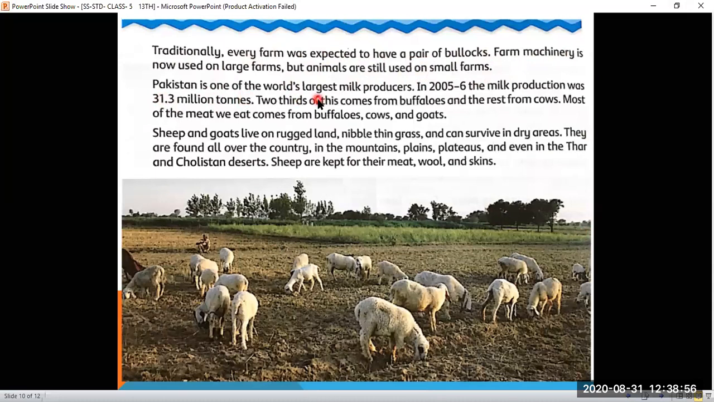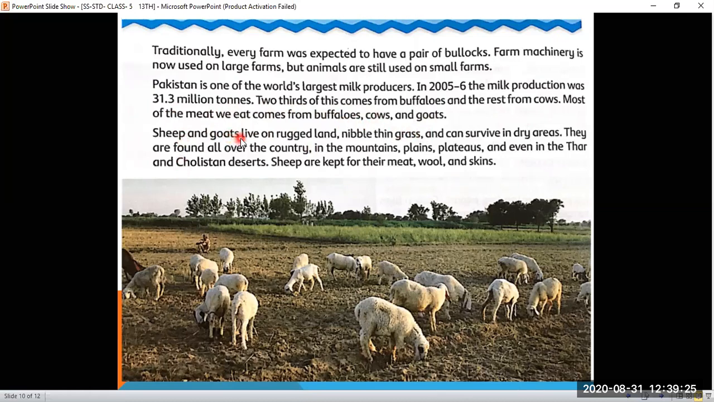Pakistan is one of the world's largest milk producers. In 2005-06, the milk production was 31.3 million tons. Two-thirds of this comes from buffaloes and the rest from cows. Most of the meat we eat comes from buffaloes, cows, and goats.